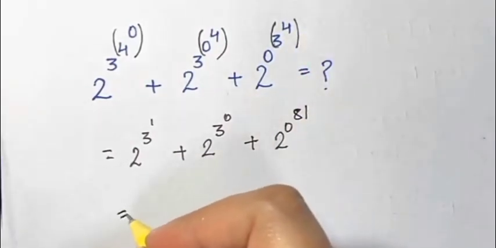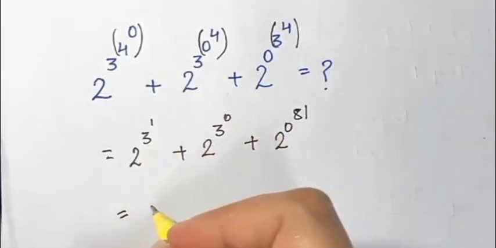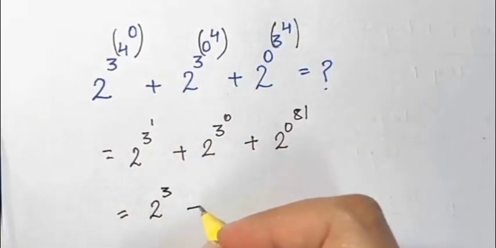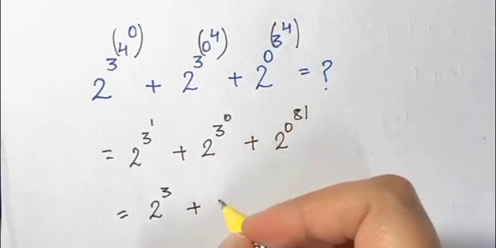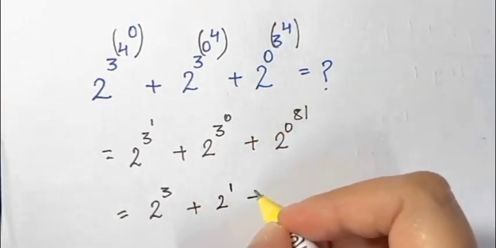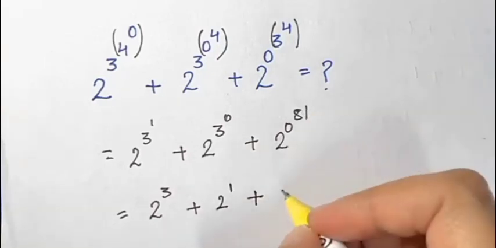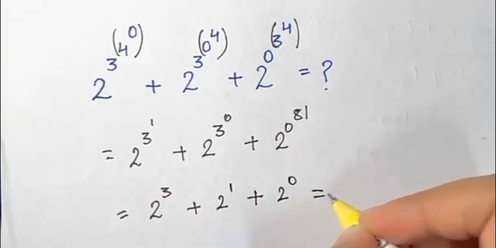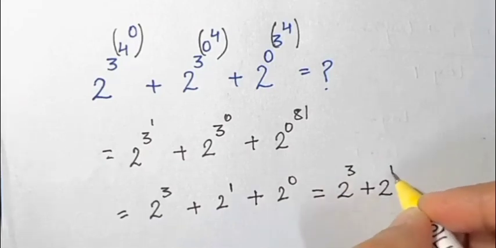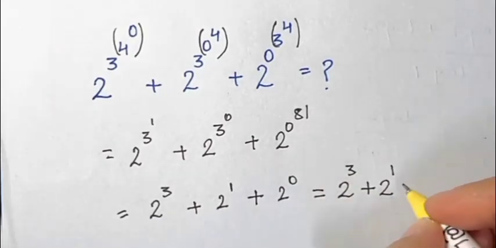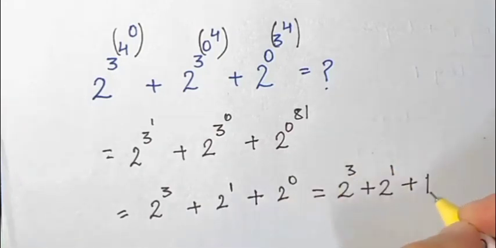Now what do we have? 3 to the power of 1, that's 2 to the power of 3 plus 3 to the power of 0. Anything to the power of 0 is 1. So we have 2 to the power of 1 plus 0 to the power of anything is 0. So here we have 2 to the power of 3 plus 2 to the power of 1 plus anything to the power of 0 is again 1.